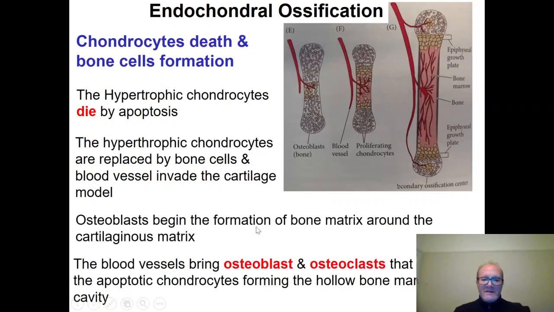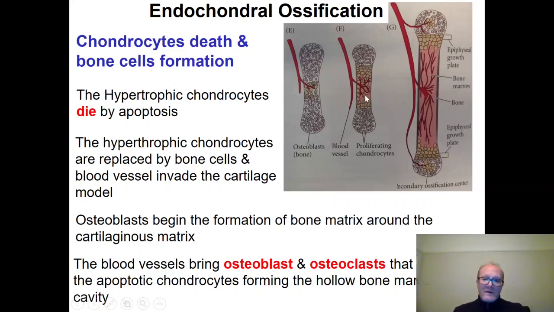Now the osteoblasts begin also to change the matrix, and the cartilage becomes ossified. The matrix that was mostly cartilaginous before started the process of calcification and now becomes bone when the new osteoblasts are invading the template.